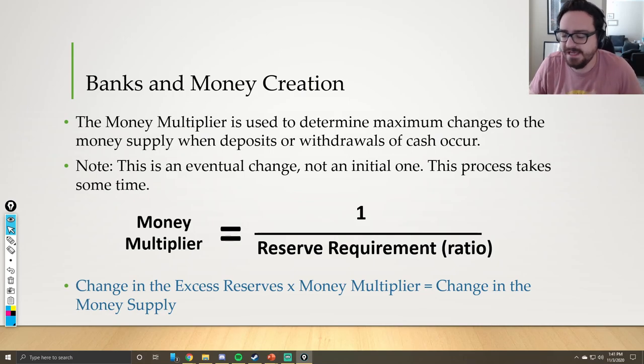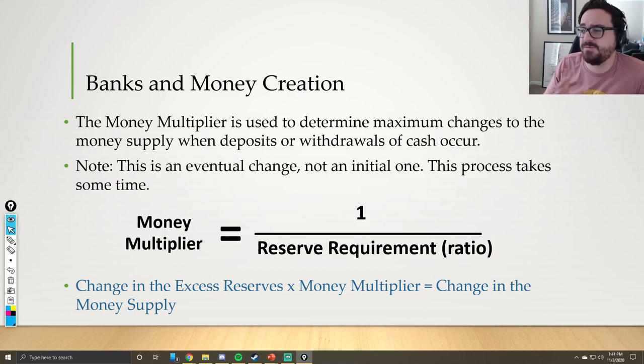They'll ask things like, how much does this change the money supply by initially versus eventually? If you see the word eventual or over time, that means it's a money multiplier problem. In fact, if you see the words over time, that is probably a multiplier problem, because it takes time to do those.